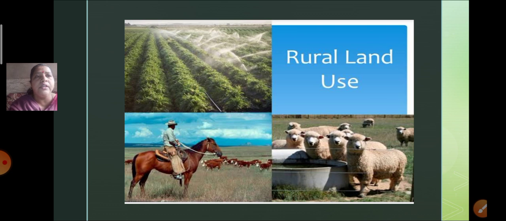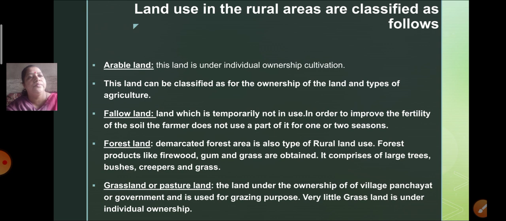You can see over here the rural land use. What type of land use is done in the rural areas? Here we can see agriculture, tree plantation, then pasture land, and animal husbandry. These are the various purposes for which land is used in the rural areas. Children, I hope you all have understood till here.